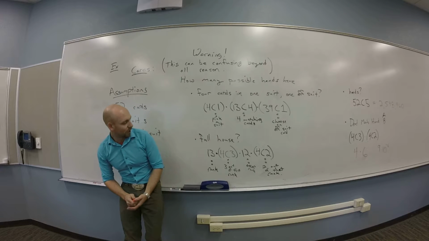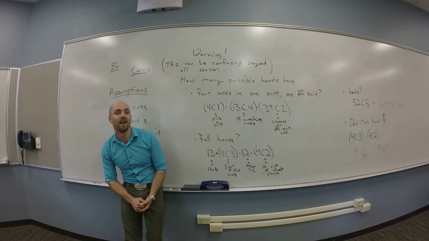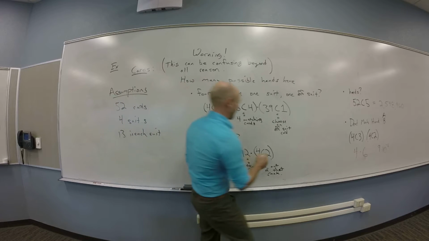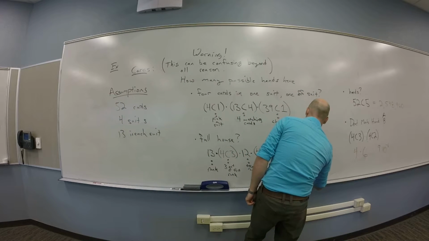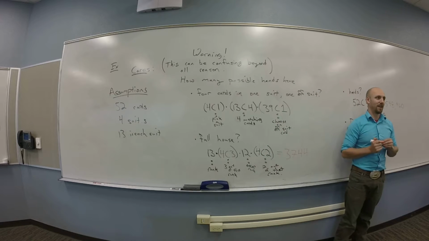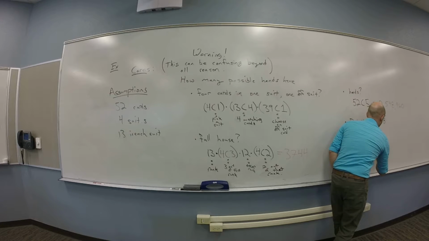Okay, so how about this full house business? How many different ways are there to come up with a full house? 13 times 4 times 12 times 6 seems like a big number, right? 3,744. Okay, about 3,700. But what's the probability of that? Still kind of small compared to.